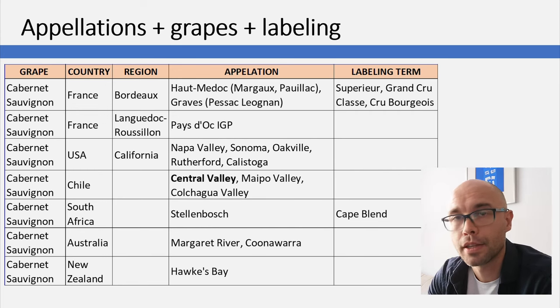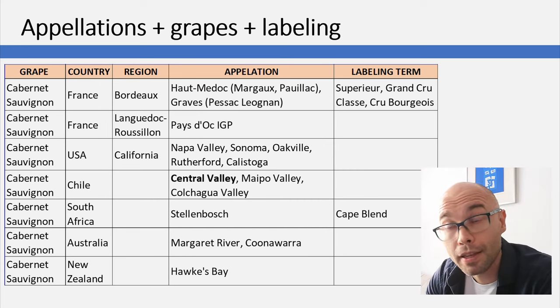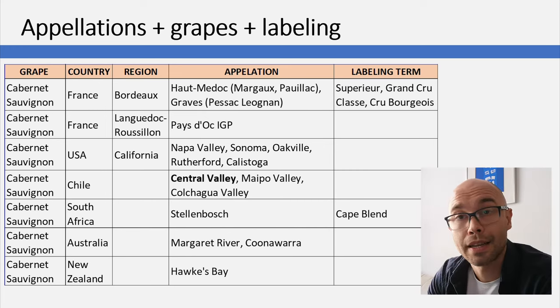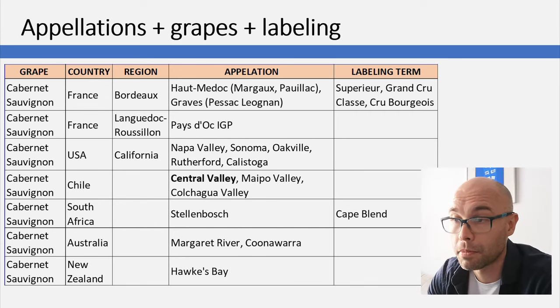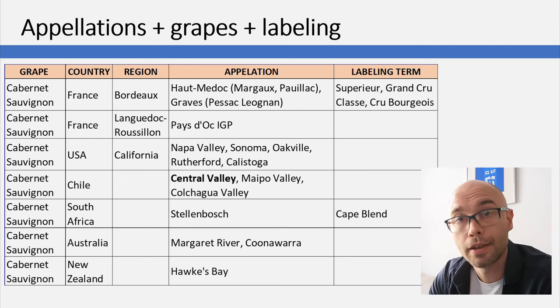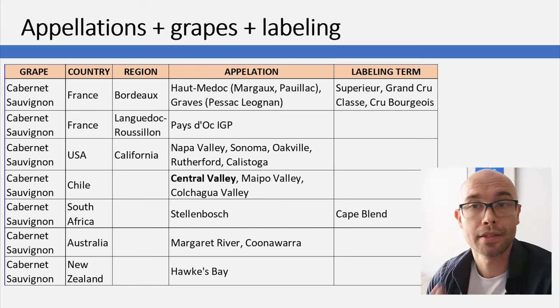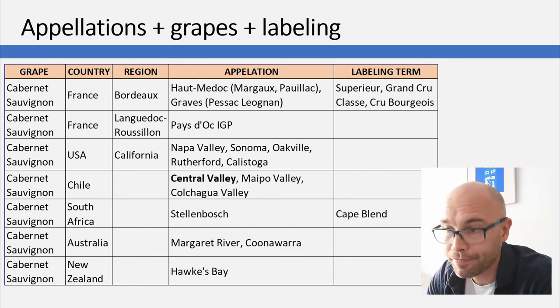In California, now there are more specific appellations that you need to remember next to Napa Valley and Sonoma. There are appellations within Napa Valley like Oakville, Rutherford, and Calistoga that you need to remember. In Chile, next to Central Valley, you also need to remember Maipo Valley and Colchagua Valley, which will indicate higher quality wines than just saying Central Valley.